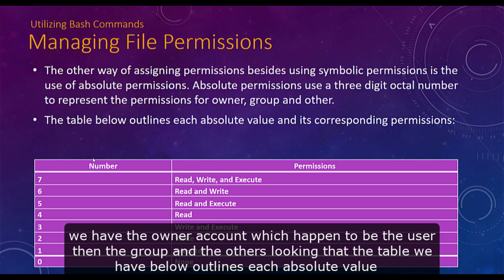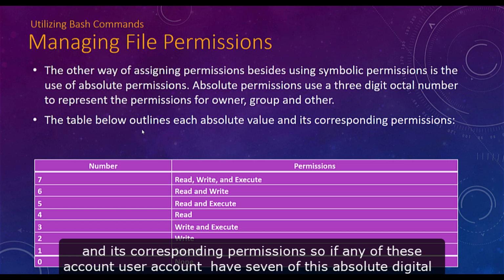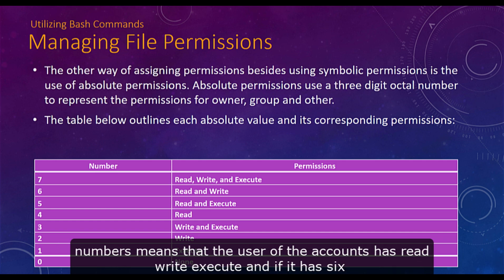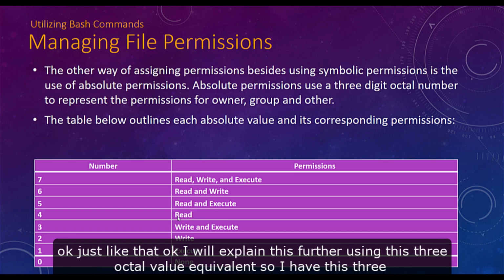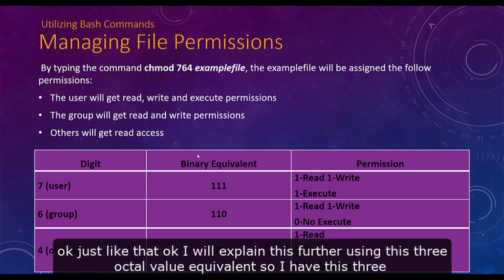Looking at the table below, it outlines each absolute value and its corresponding permissions. If any of these accounts has 7, it means the account has read, write, execute. If you have 6, it has read and write. If it is 5, it stands for read and execute, and 4 means read. I will explain this further using these three octal value equivalents.